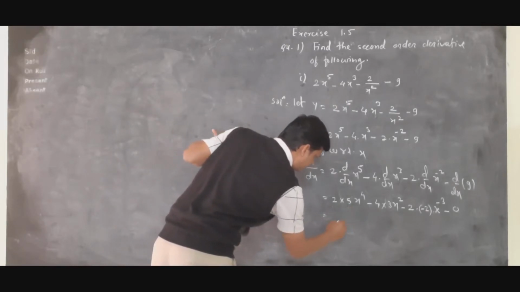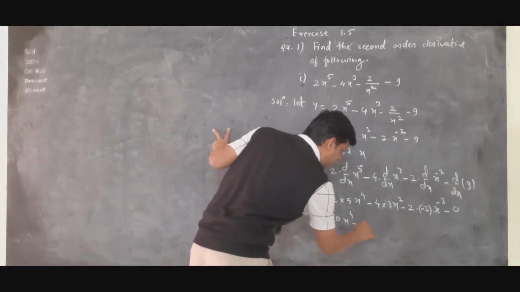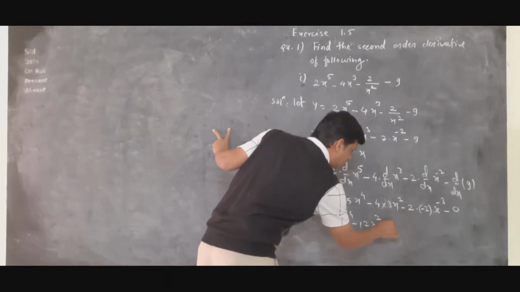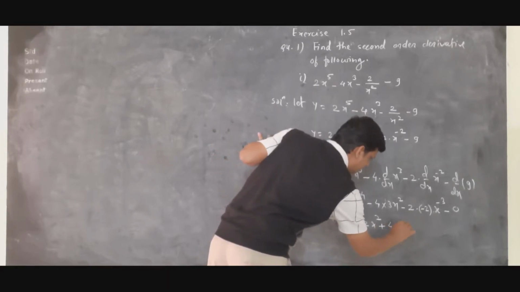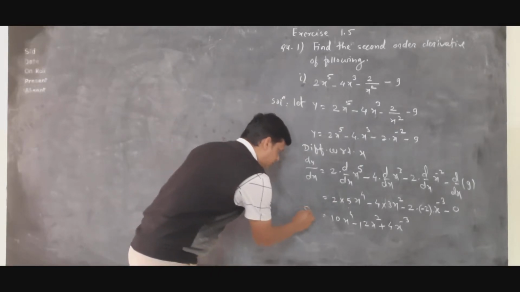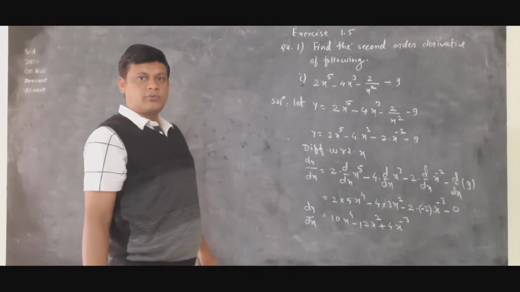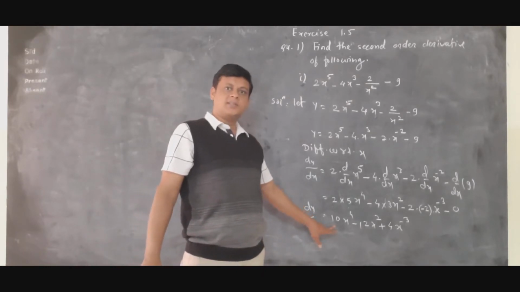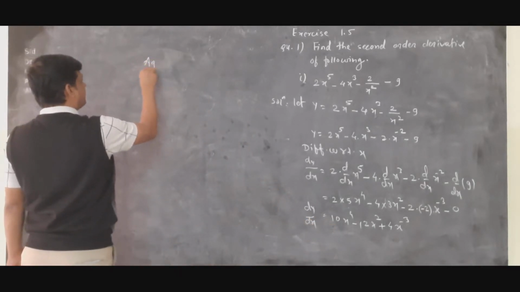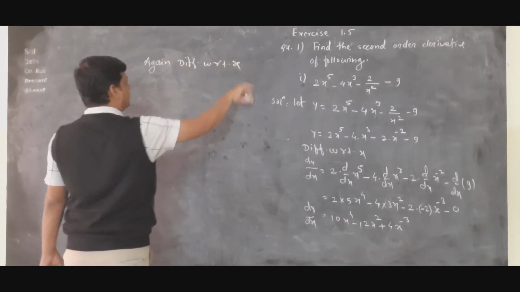So here 5 times 2 is 10, x raised to the power 4, minus 4 threes are 12, so 12 x raised to the power 2, minus minus gets plus 2 times 4, x raised to the power minus 3. Now this is the first order derivative. Now we have to differentiate this again with respect to x, because this is a differentiable function. So right here again differentiate with respect to x.